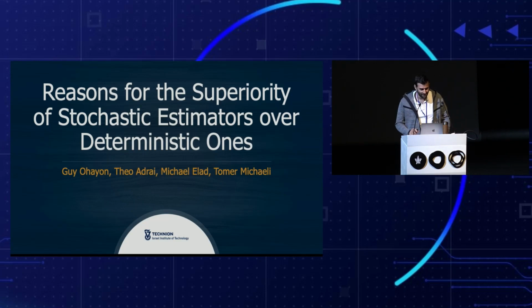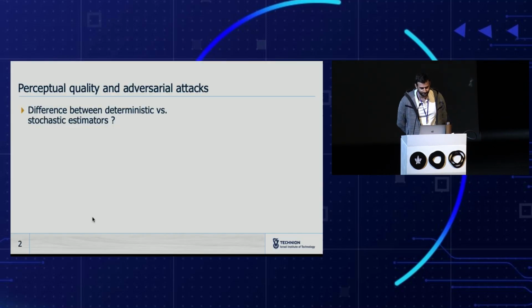Hi, everyone. I'm going to be as concise as possible so we can all enjoy a well-deserved break. My talk is about restoration problems. I'd like to discuss some interesting findings about the difference between stochastic and deterministic estimators. I'm Theo Adrai. This is a joint work with Guy Ohayon and my supervisors from the Technion, Michaeli Elad and Tomer Michaeli. So we are going to talk about the fundamental difference between stochastic and deterministic estimators, and it's not just about the exploration possibilities of the former.